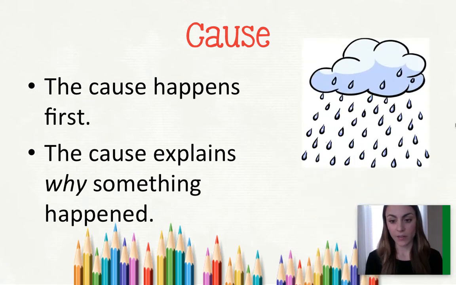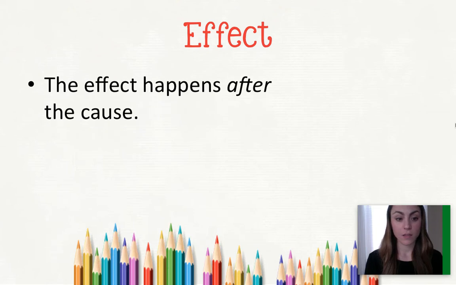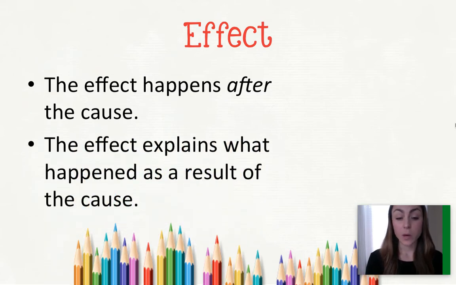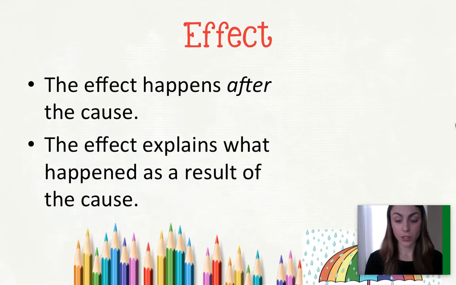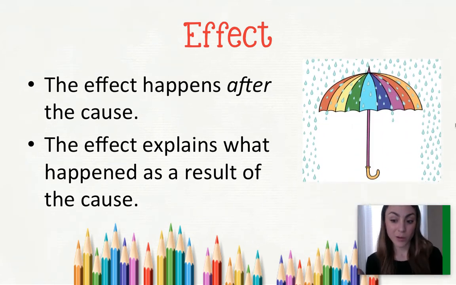For example, we have an image here of a rain cloud and it's raining. The effect happens after the cause. So I want you to think back to our cause of having the rain cloud there. And the effect explains what happens as a result of the cause. So because it's raining, I would grab an umbrella.